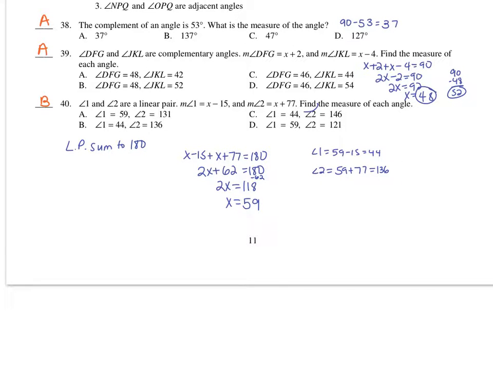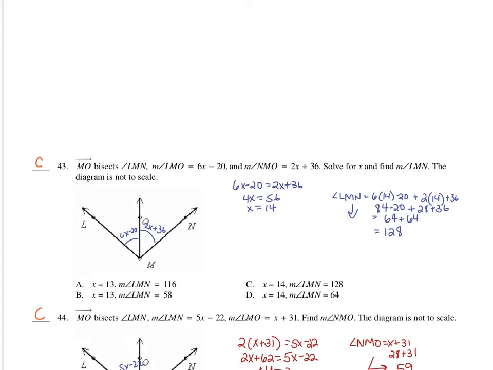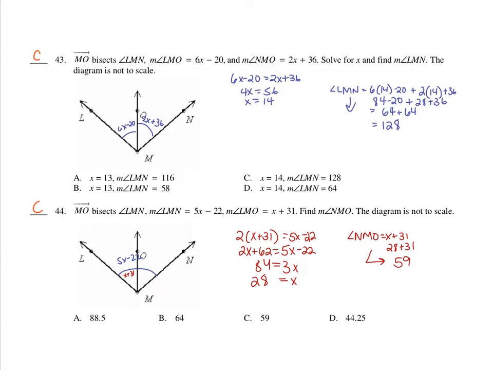Number 40 is B. 1 and 2 are a linear pair, which means that they sum to 180, so add them and set them equal to 180. Okay, we get to angle bisector. So what's true about an angle bisector? What does it do? Cuts an angle into two congruent angles, right?